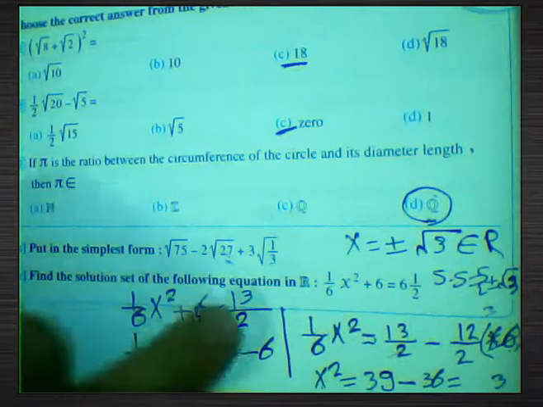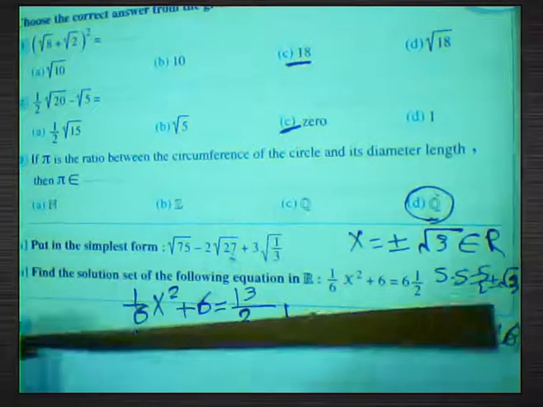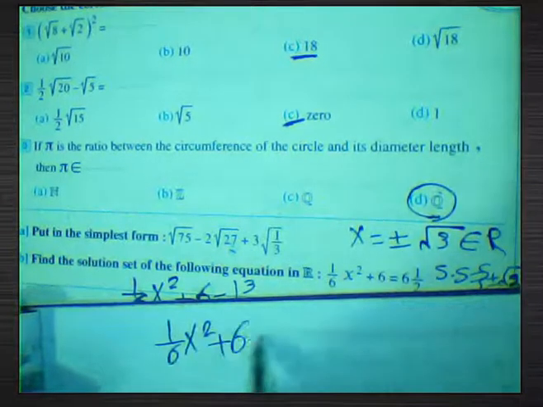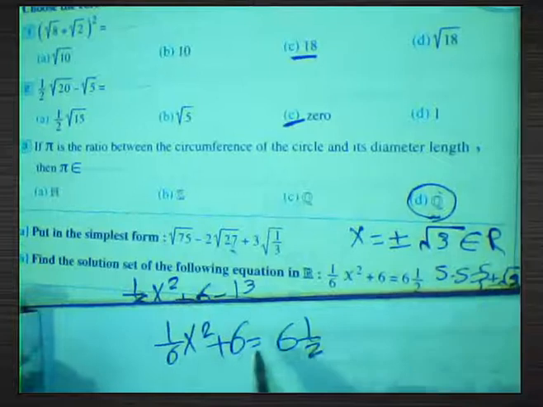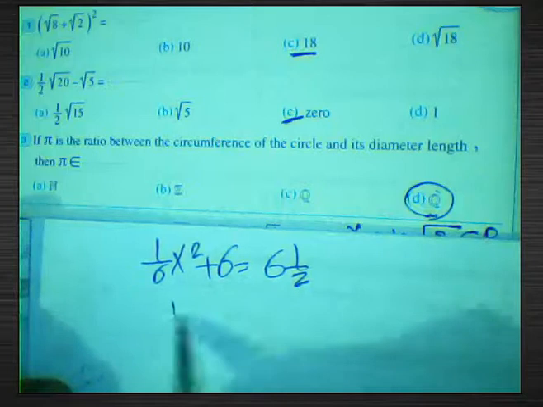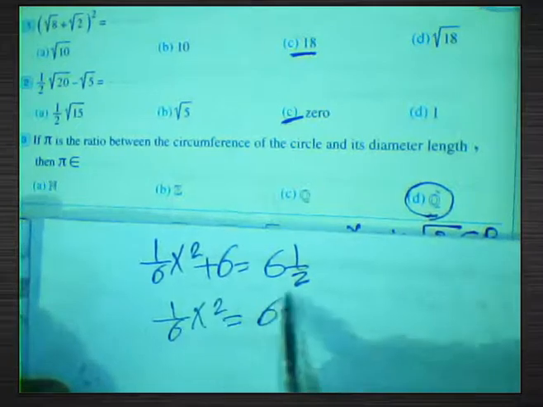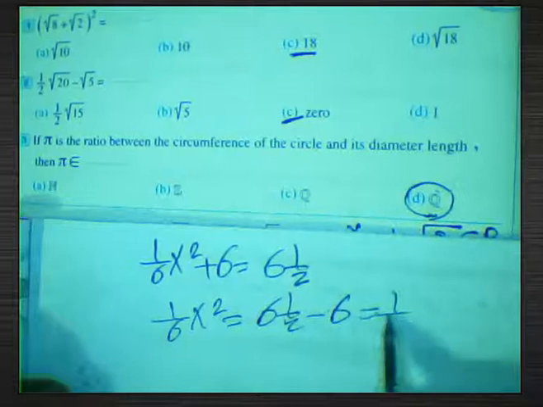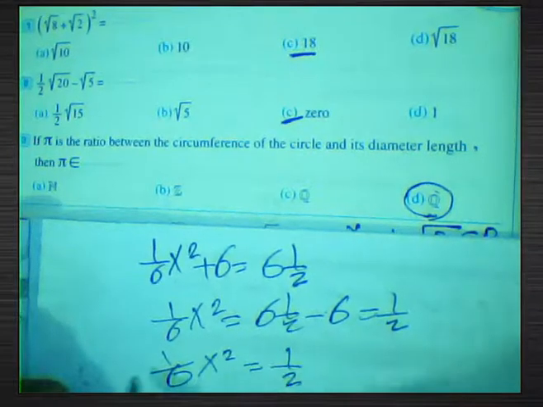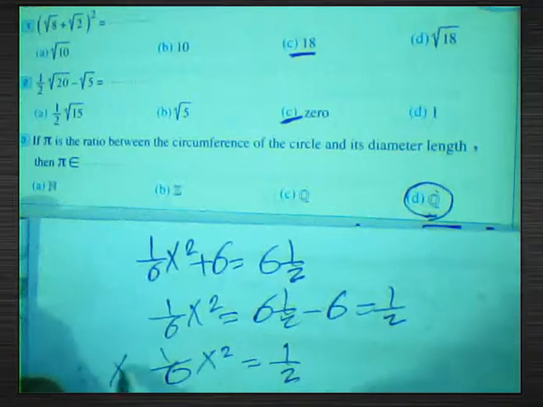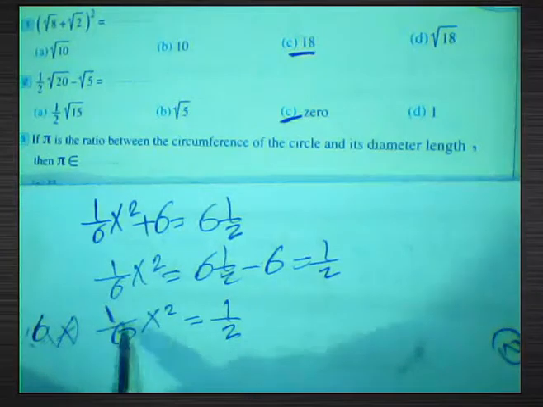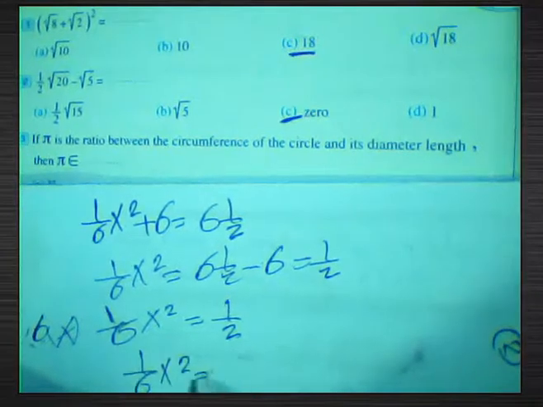We can solve this equation by another method. Look, I will solve it by another method. 1 over 6 x power 2 plus 6 equals 6 and a half. We move 6 from the left-hand side to the right-hand side. 1 over 6 x power 2 equals 6 and a half subtract 6, it will be a half. So 1 over 6 x power 2 equals a half. We will cancel 6 by multiplying by 6 the numerator and denominator. So it will be 1 over 6 x power 2, 1 over 2.